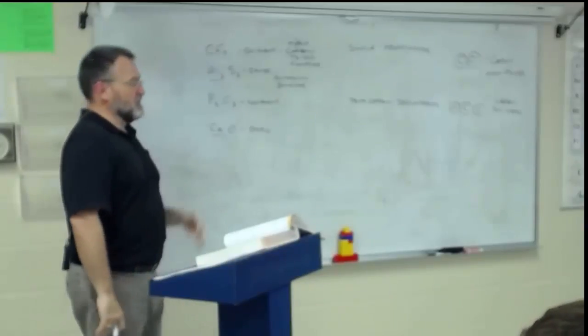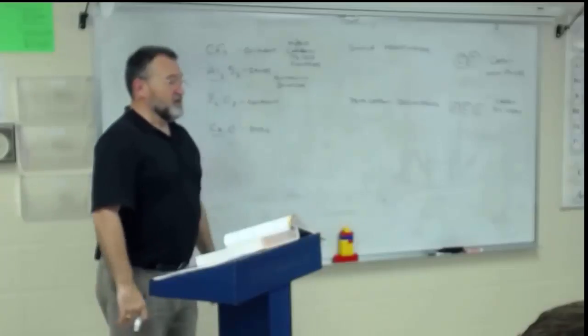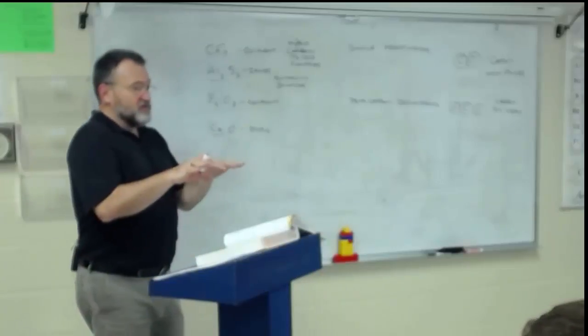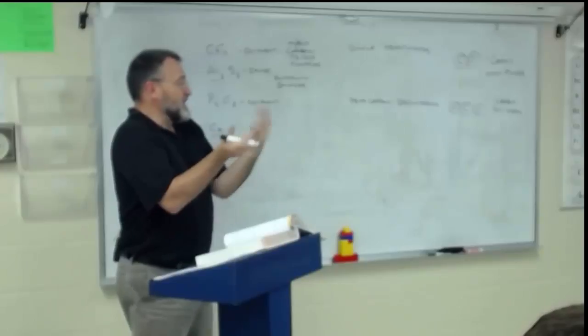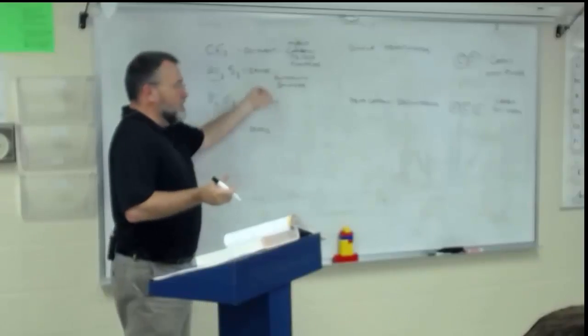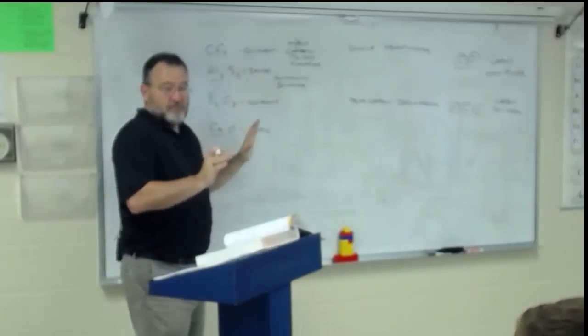If I asked you, what is the chemical formula for aluminum sulfide, you wouldn't be able to do that right now, but you would say, okay, I know it's an ionic bond between aluminum and sulfur. It's got to be ionic. Why? Because there's no mono, di, tri in the name. It's just the element names.